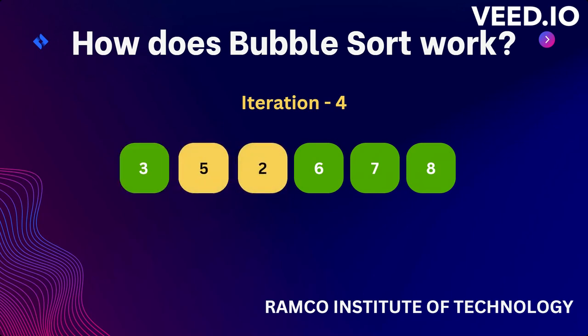Then the next two elements, that is 5 and 2, are compared. Here 5 is greater than 2, so swapping is required, that is 5 is replaced by 2 and 2 is replaced by 5. The next two elements, that is 5 and 6, are compared. It is already in sorted order, so no swapping is necessary.